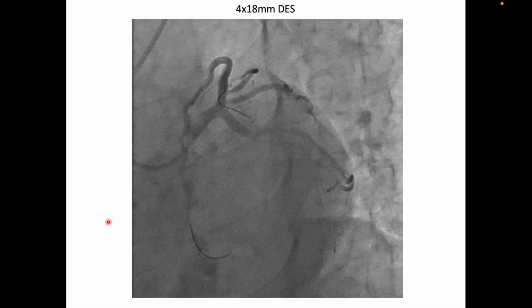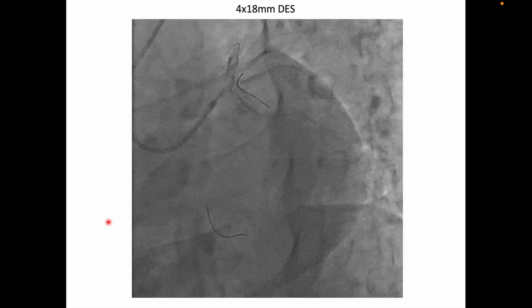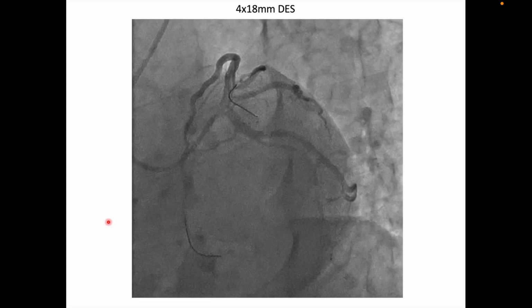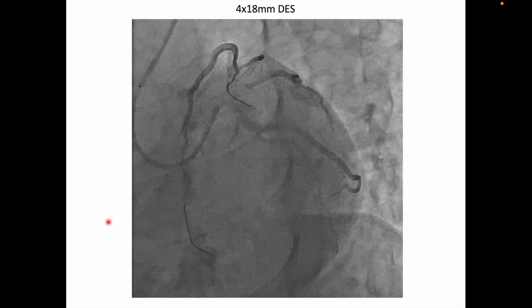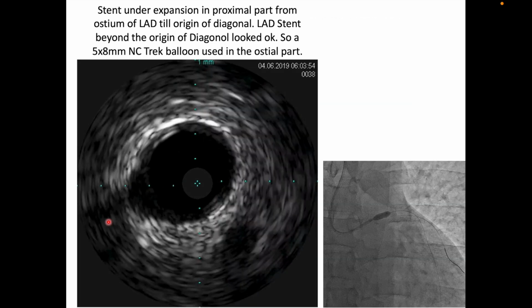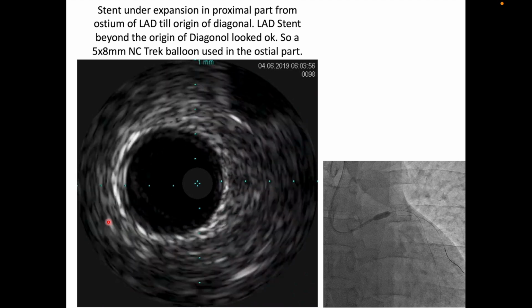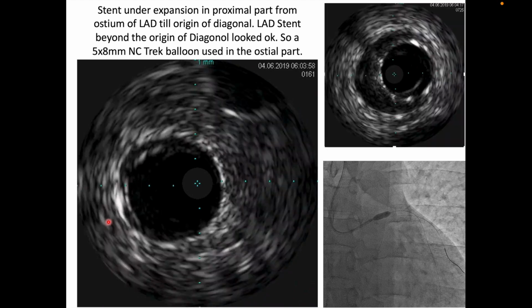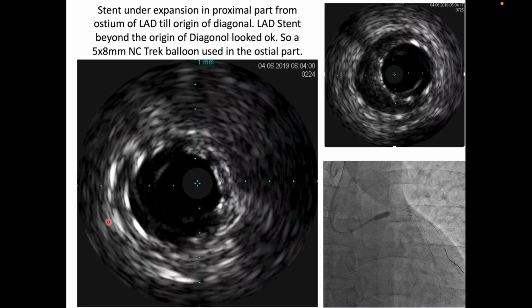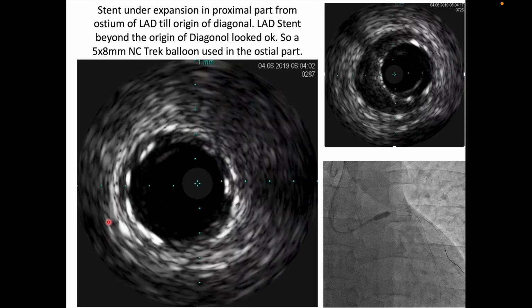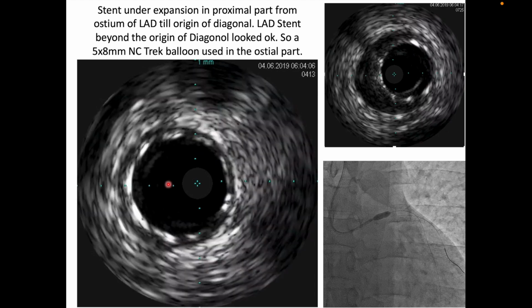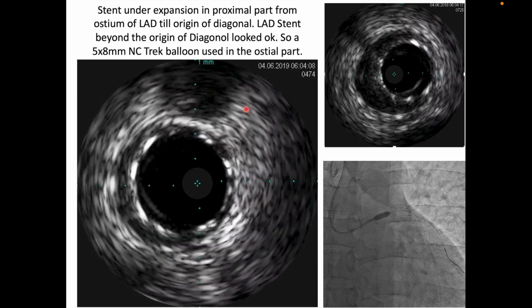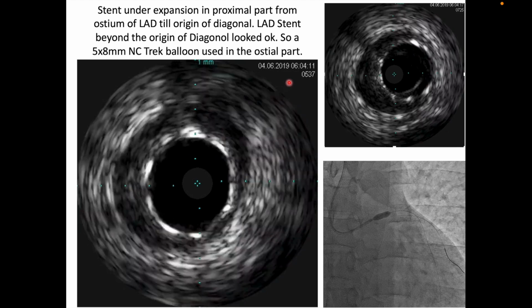So we decided to go ahead with the 4 millimeter stent. This is a 4 by 18 millimeter drug-eluting stent. Angiographically, the result looks pretty pleasing. But the stent was under-expanded in the proximal part, from the ostium of the LAD till the origin of the diagonal. That's what was seen here. The LAD stent beyond the origin of the diagonal looked okay.